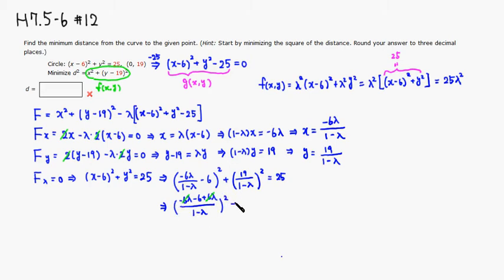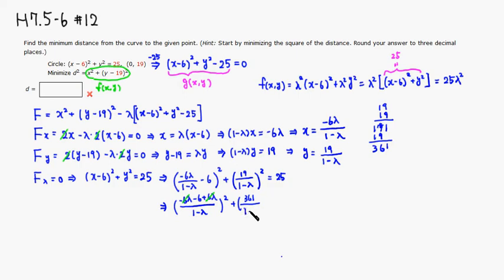Then you have 19 squared. What's 19 squared? 19 times 19 is 361. I should have memorized this. So 361 over, actually there's a square there.